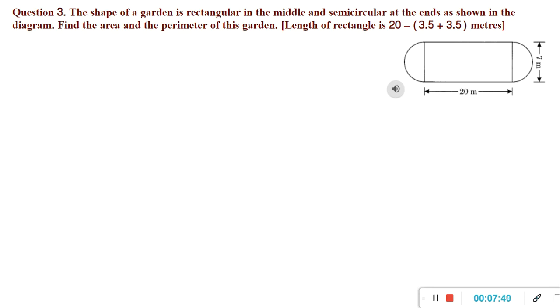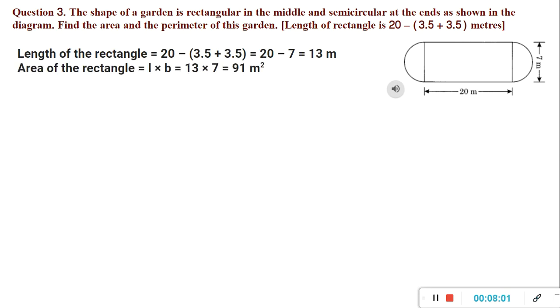So on both sides we can see that the diameter is given 7. So radius will be 3.5. So on both sides 3.5 and 3.5 long is there. So added together we will get 7. So length of the rectangle will be 20 minus 7, that is equal to 13 meter. Now area of the rectangle, that is length into breadth, 13 into 7 is equal to 91 meter square.